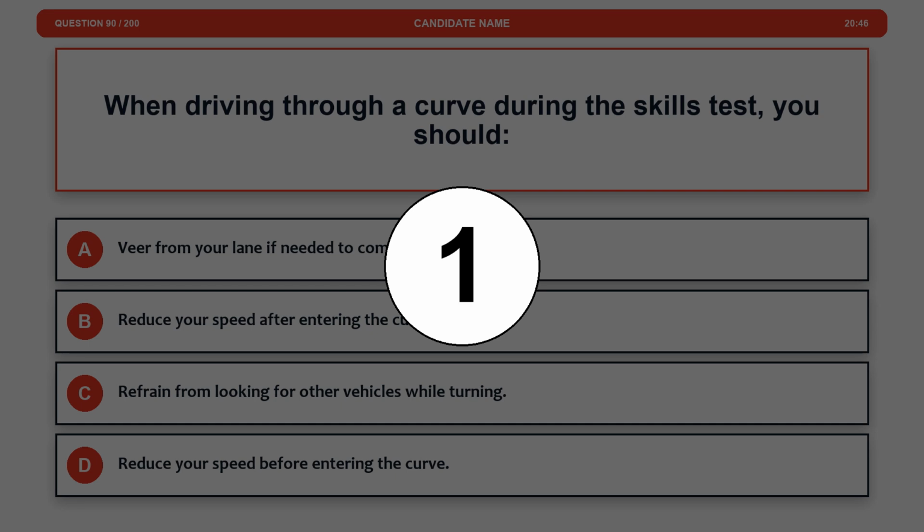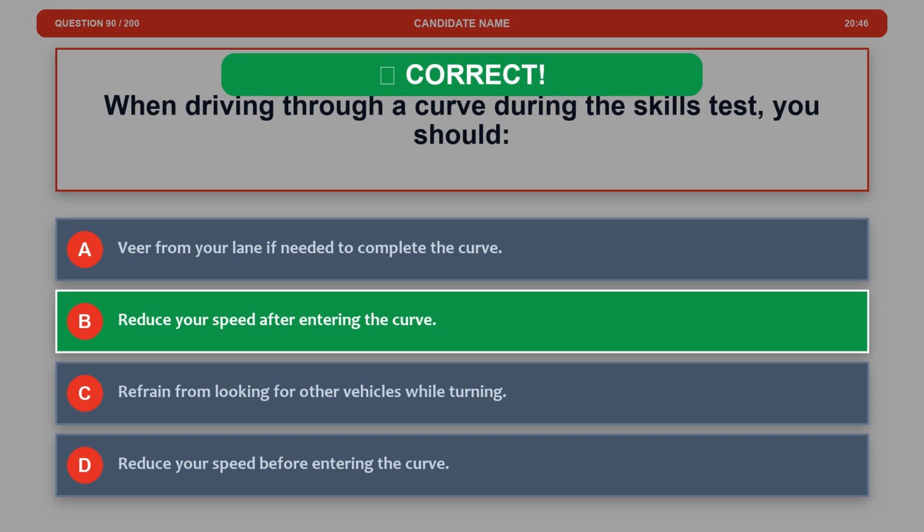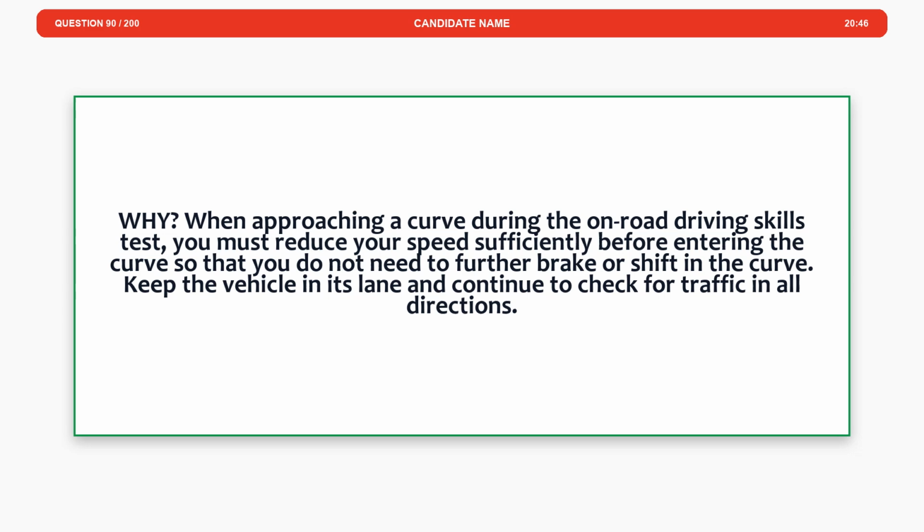The correct answer is option B, reduce your speed after entering the curve. Explanation. When approaching a curve during the on-road driving skills test, you must reduce your speed sufficiently before entering the curve so that you do not need to further brake or shift in the curve. Keep the vehicle in its lane and continue to check for traffic in all directions.